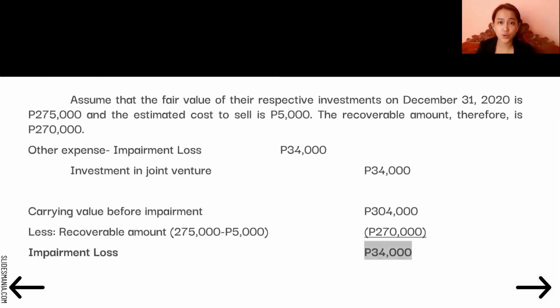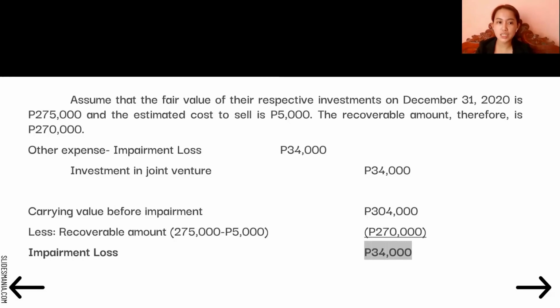Assume that the fair value of the respective investment on December 31, 2020 is 275,000 and the estimated cost to sell is 5,000. The recoverable amount, therefore, is 270,000. In this case, the impairment loss should be recognized under the cost model. The entry to record the impairment loss is debit other expense, impairment loss, amounted to 34,000. Credit investment in joint venture amounted to 34,000.